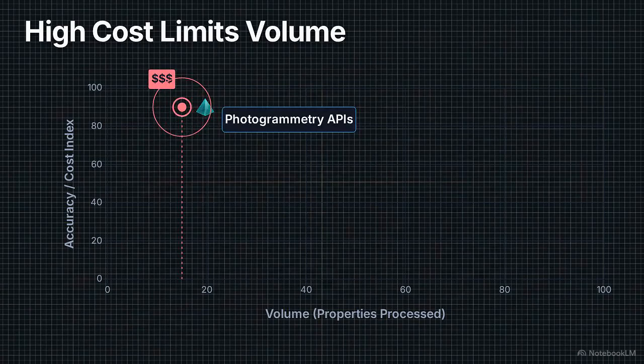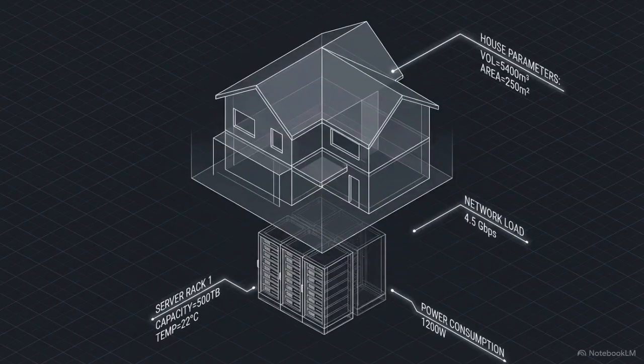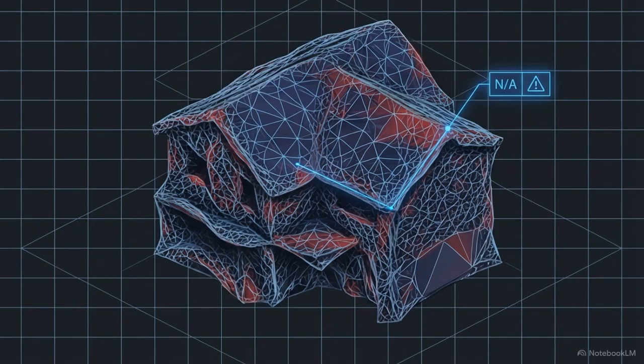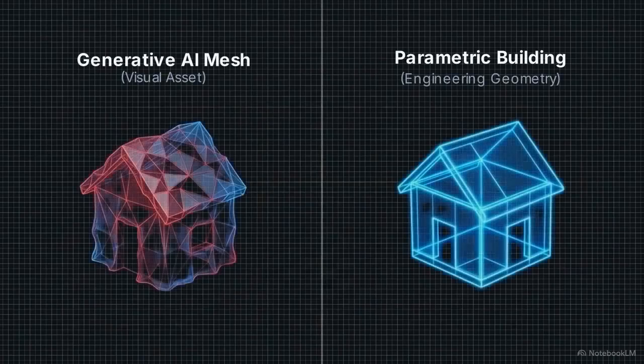On the other end of the spectrum, heavy photogrammetry APIs provide high accuracy, but they are too expensive to run for high-volume preliminary ballparking. To bypass this friction, many developers look to frontier generative 3D models like Meshy or Tripo, but these systems offer a false promise for construction estimation. This diagram illustrates exactly why generative 3D fails for engineering.